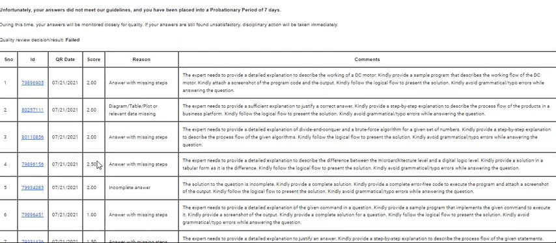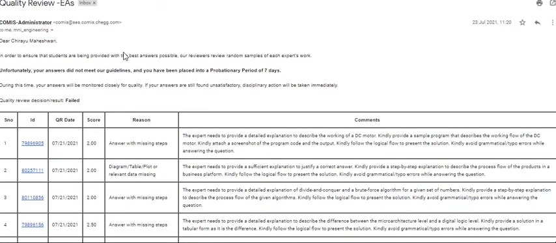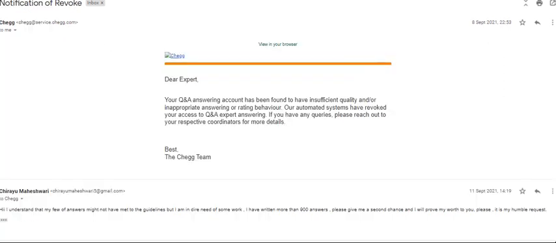This was a kind of warning, and they keep you in a probation period of 7 days. Once you get a failed review, they will give you another chance, and if you do not improve, then they will revoke your account. The same happened to me. This review came in the month of July, and in the month of September I got another mail from Chegg stating that my Q&A answering account had been revoked. The reason was very simple: I was not matching the quality standards given by Chegg.